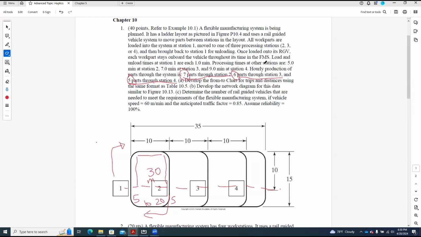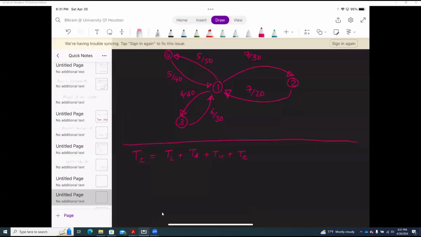All right, so let me see the times. Load and unload times: TL and TU are both 1 minute. And processing times are given: 5 at station 2, 7, 9, hourly production rate. The empty time is not given, so we can write it as 0.